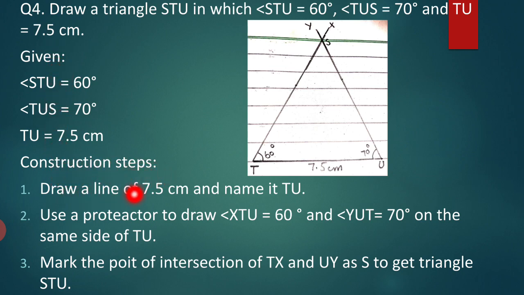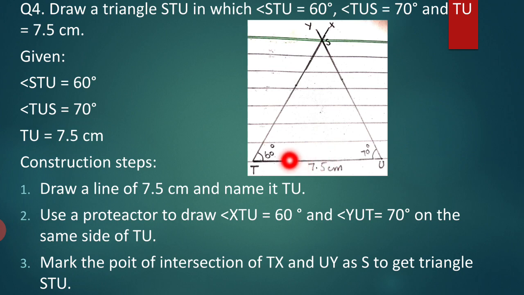Construction steps. The very first step is you have to draw a line TU equal to 7.5 centimeters and name it TU. Use a protractor to draw angle XTU equal to 60 degrees. Okay, students, because T is at the center, you have to draw an angle of 60 degrees at point T. So it will become XTU equal to 60 degrees. And another angle is of 70 degrees, and you can see U is at the center, so your angle of 70 degrees must be at point U. So it will become YUT equal to 70 degrees on the same side of TU. You have to draw your angles on the same side of TU.